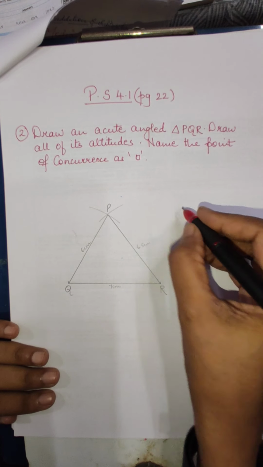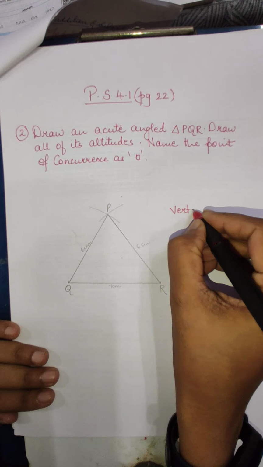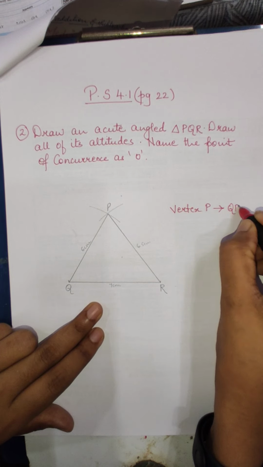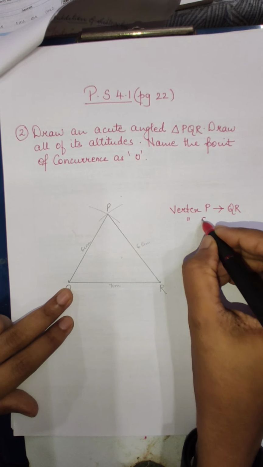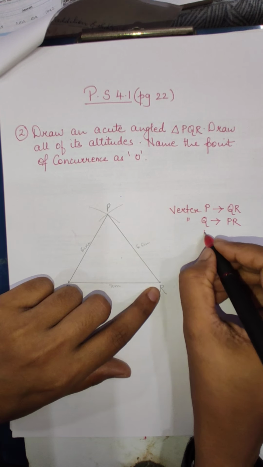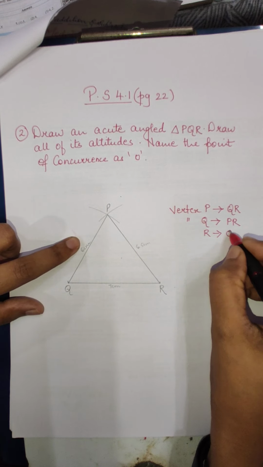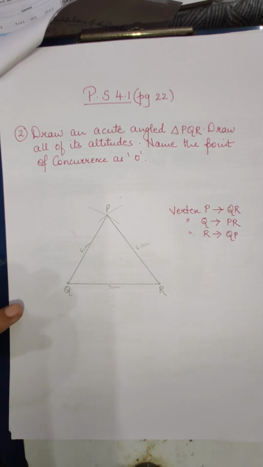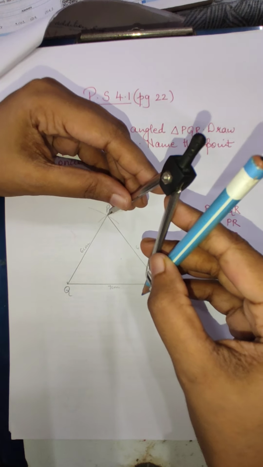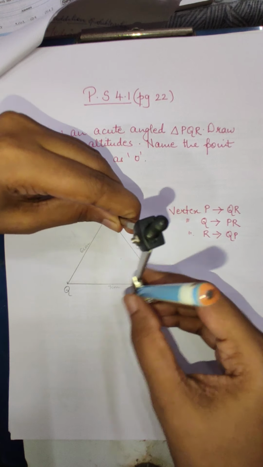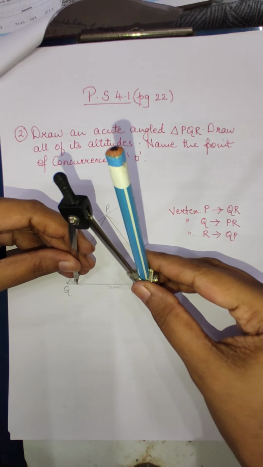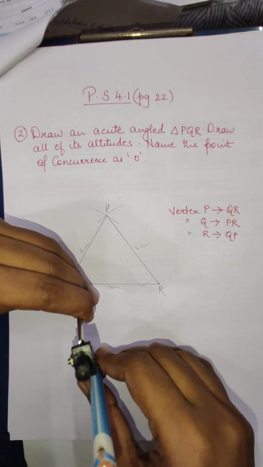Now we have to draw the altitudes. So let us first write what is there. Now for vertex P, the opposite side is QR. For vertex Q, the opposite side is PR. And for vertex R, the opposite side is QP. So first let us take the vertex P and the opposite side QR. From this point P, make the arcs on the side QR like this. Take appropriate distance.